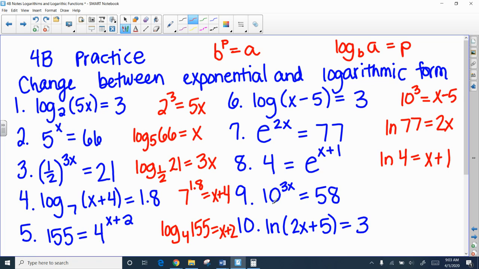Number 9 is exponential also, and it has a base of 10. So this one's our common logarithm. So when I write it in logarithmic form, I don't have to write the base. This is going to be log of 58 equals 3x.